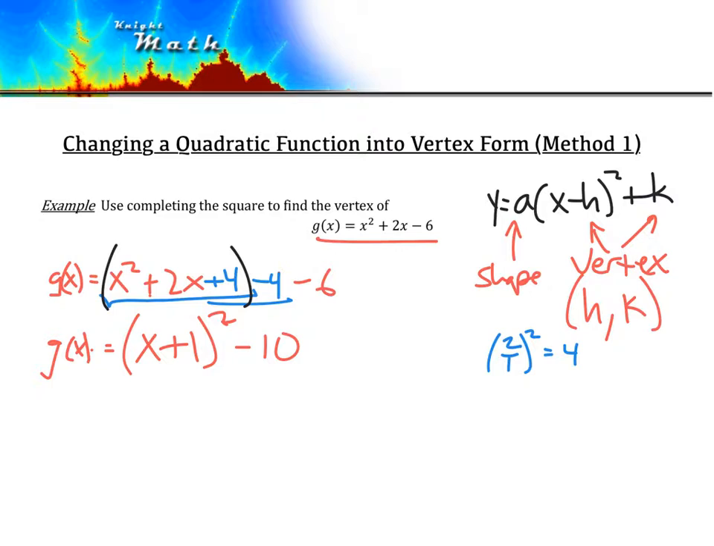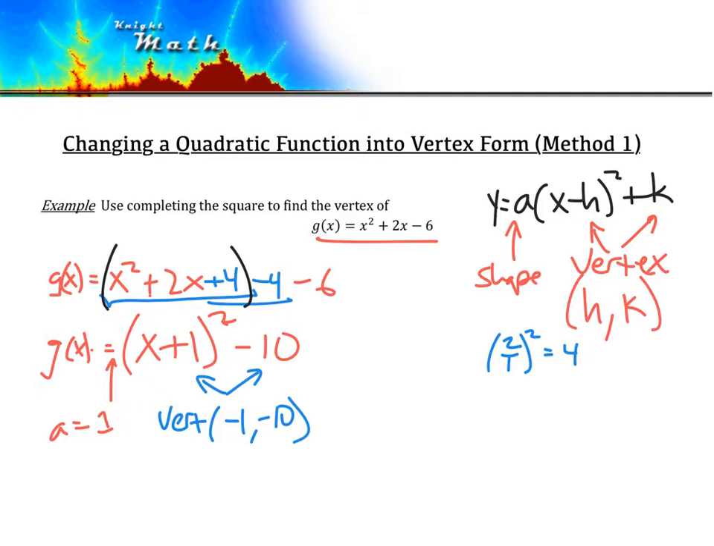We notice that this is a 1. The a value is 1. So that means it's opening up, and that means it's going to look just like y equals x squared. But the small difference is this: the vertex is going to be at negative 1, negative 10. Okay? So negative 1, negative 10, that's where our vertex is going to be.